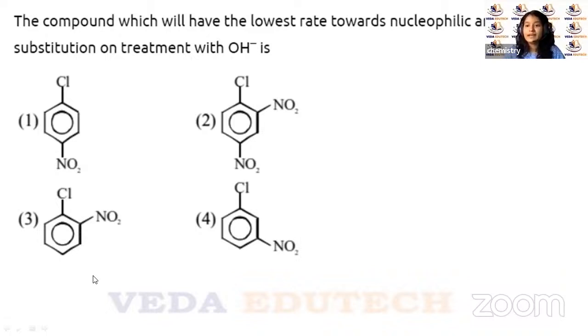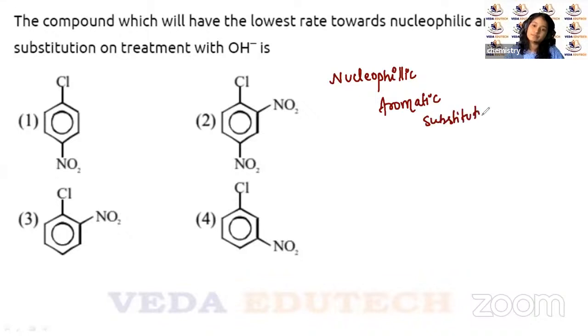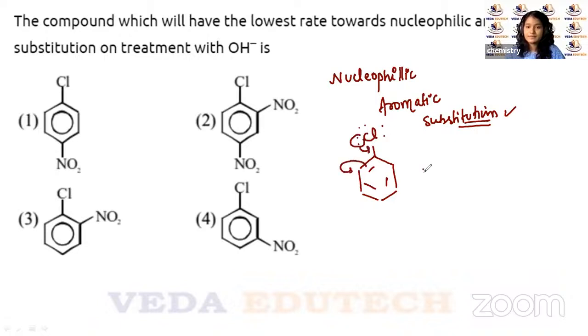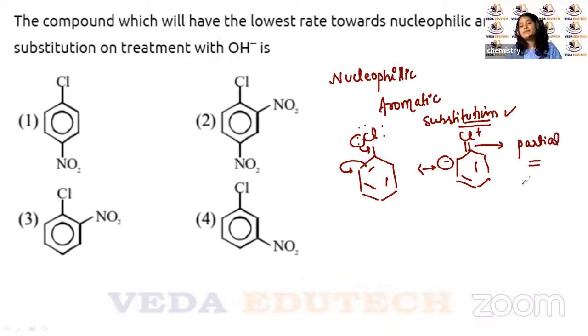Okay, children. So now again we are talking about nucleophilic aromatic substitution. Now this is a very important one again. We know that this substitution is very difficult, right? Nucleophilic aromatic substitution is very difficult. And why is that? Because we know that if this is Cl, this is creating a partial double bond character, right? We have a partial double bond character.